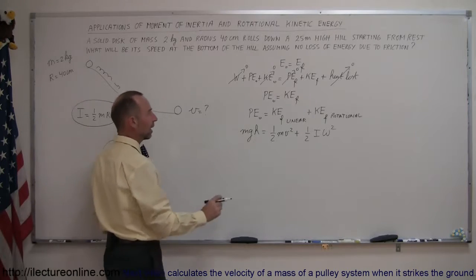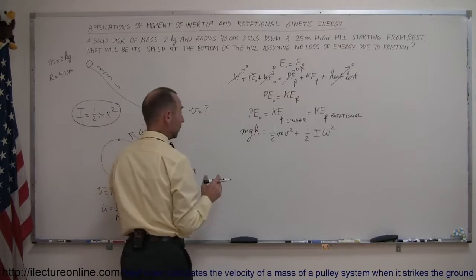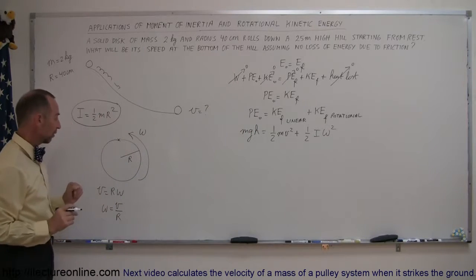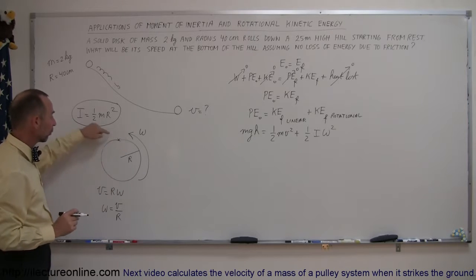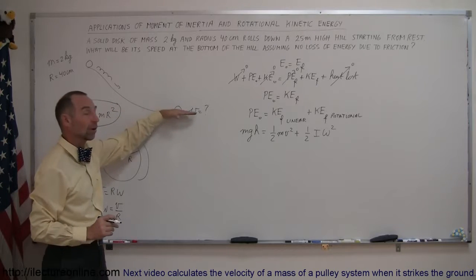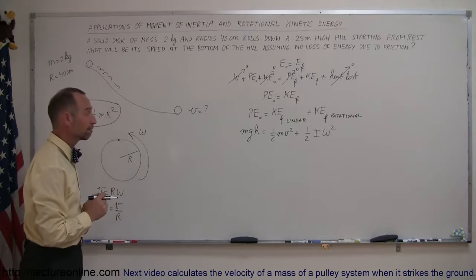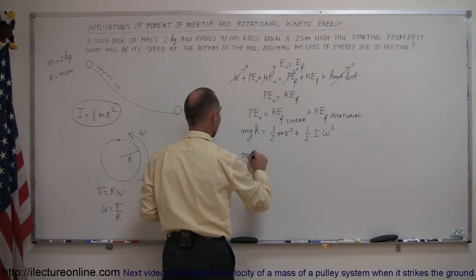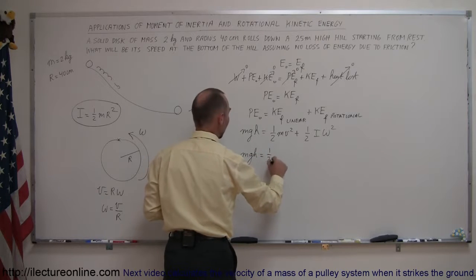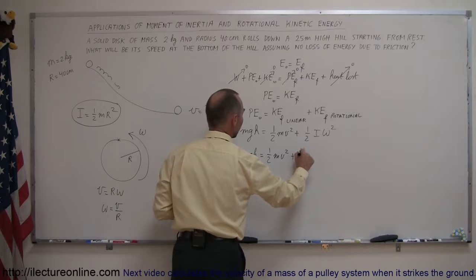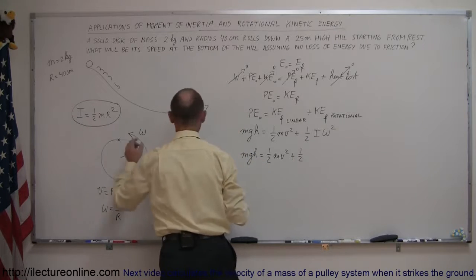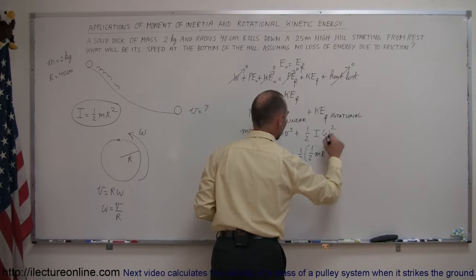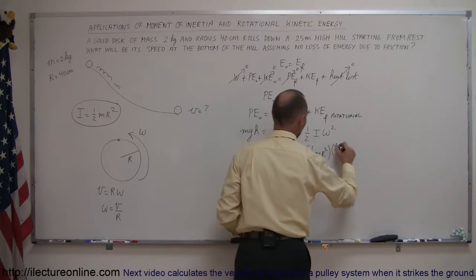So we're going to replace I by 1/2 mr squared because it's a solid disk, and we're going to replace omega by the tangential velocity over r. Remember, the tangential velocity of a rolling wheel will actually be equal to its translational velocity or linear velocity. So that will be the same as this v right here. Plugging those things in, we get mgh is equal to 1/2 mv squared plus 1/2 times I, and I is 1/2 mr squared. And then omega is v over r, and we have to square that as well.